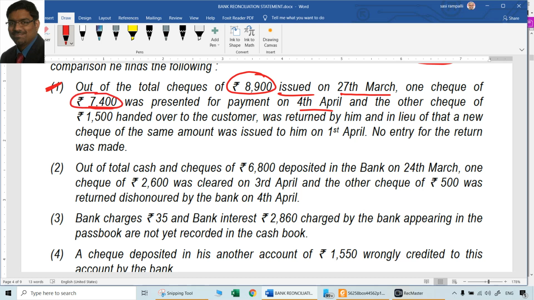This we cannot do anything with, because that is not any error or something. It is only a timing difference. Eventually, it will be presented. But till that time, it will stay in BRS. So 7,400 we can deal with only in the bank reconciliation statement.